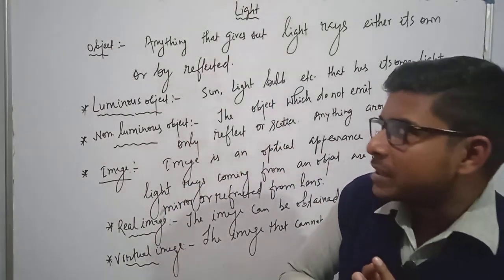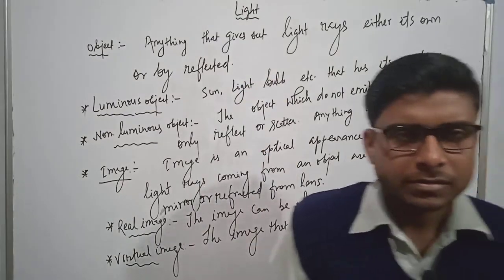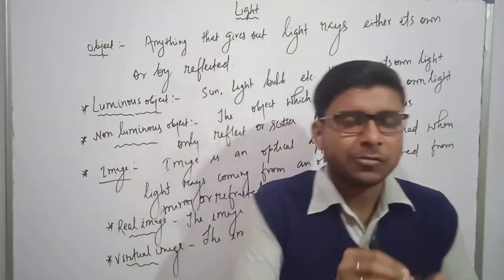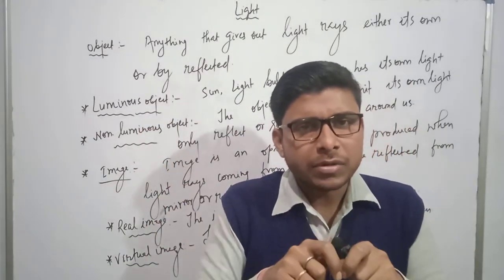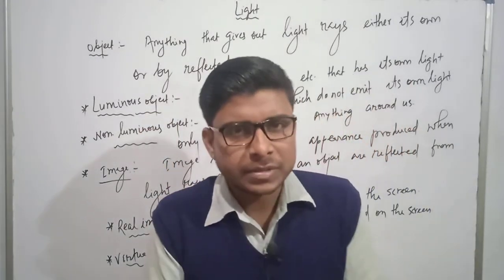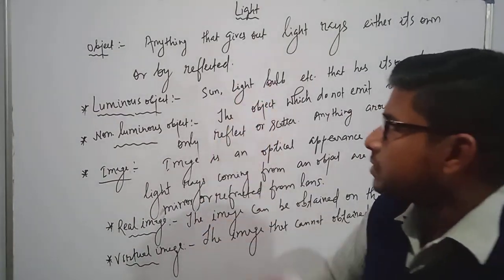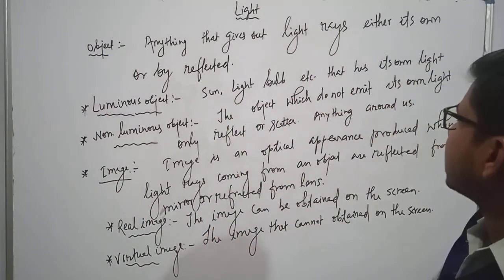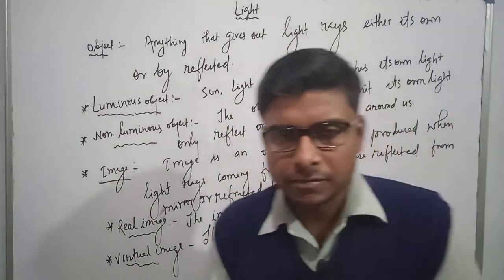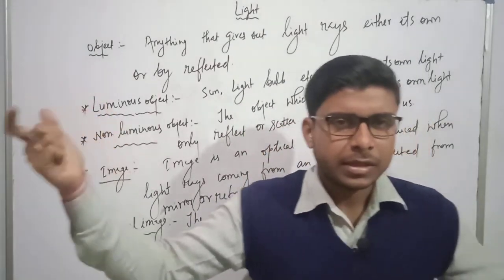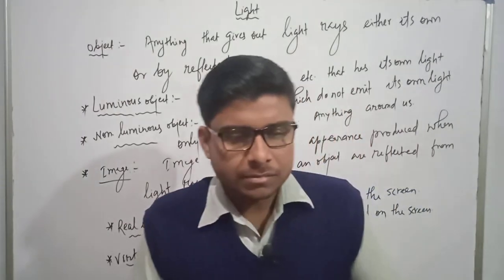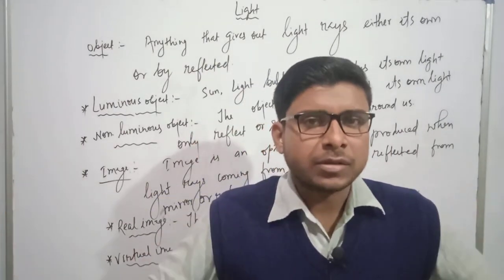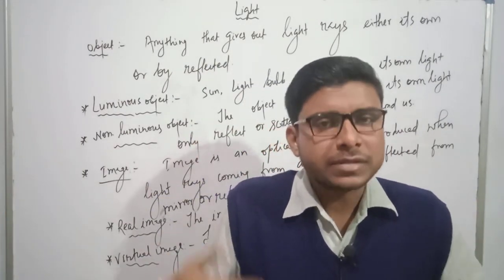You can see something I have written on the board. These are very basic things that you have studied in earlier classes. I have written them just to give you a basic idea, like what an object is. An object is anything that gives out light rays, either its own or by reflection. Anything that you see around you, even me, as you are looking at me, I am also an object. It gives out its own light or it reflects light.